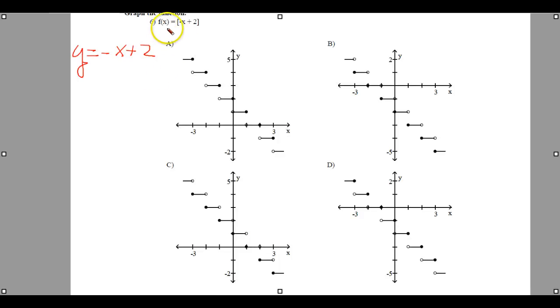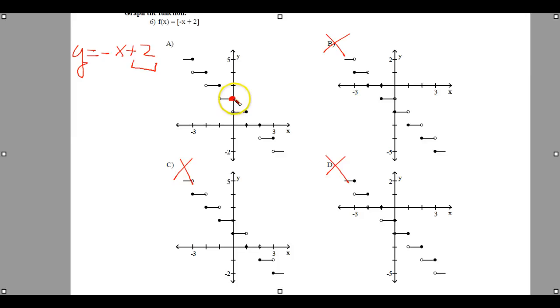In example 6, we have this function that we're asked to graph. Now, if we take away the brackets, we end up with this. So our y-intercept is a positive 2, which is right there. So this one is a non-answer. This one's a non-answer. And this one, for a positive 2, there's a hollow. So this is a non-answer. The only one left is this.